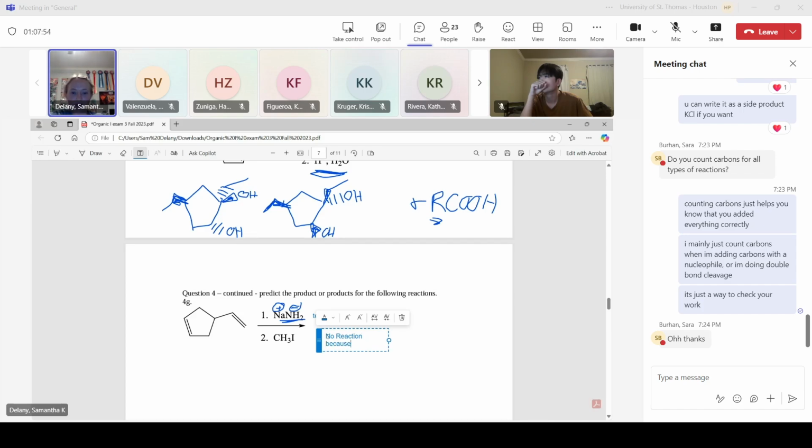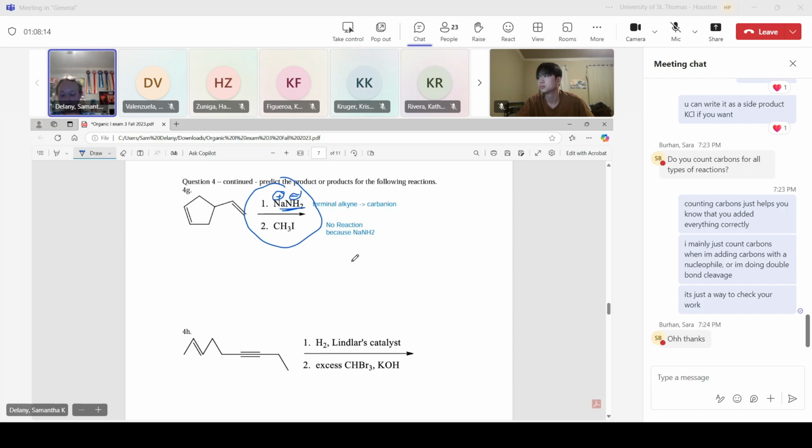And it's because NaNH2 is used to make a terminal alkyne into a carbanion. We don't have a terminal alkyne on this substrate. We have a terminal alkene. If anything were to react, it would be reactants 1 and 2 with each other, but you wouldn't have to write that. So there is no reaction here. You just have to be careful with that. That's where it's good to know your reactions and what they're specific for.